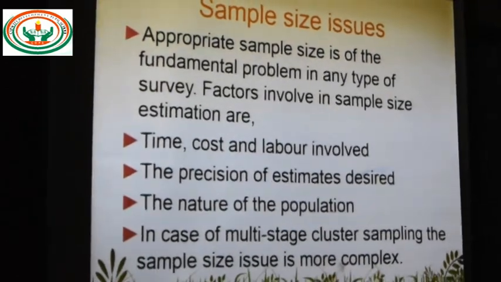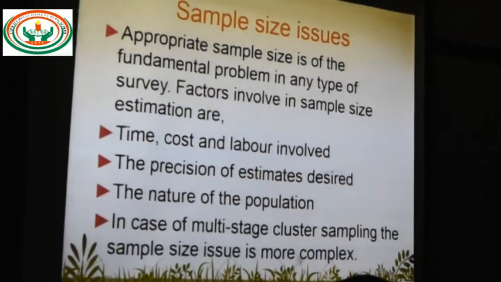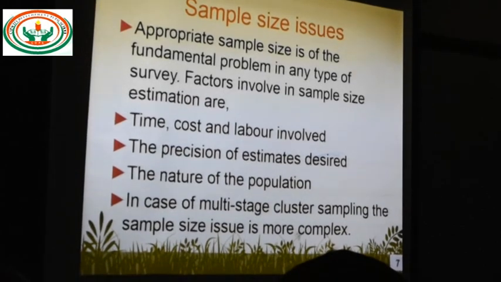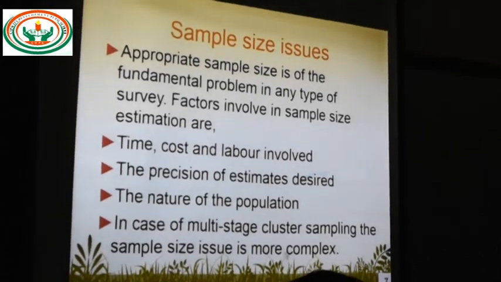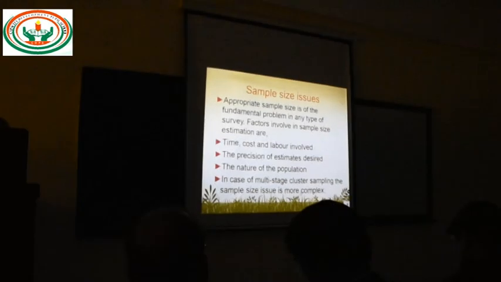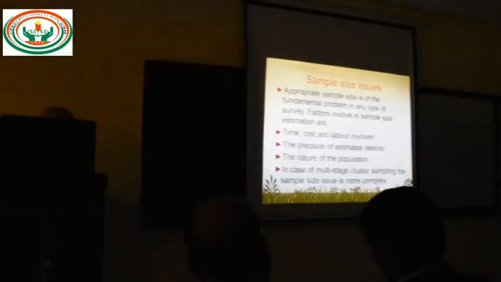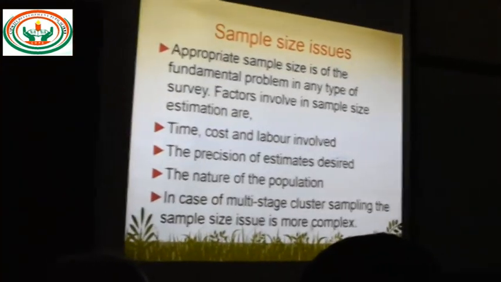Further, the problem is aggravated when we come to multi-stage cluster sampling, because there are lower limits for what we call level 1 and level 2, and they need to be weighted accordingly. This is considered a problem in multi-stage sampling.